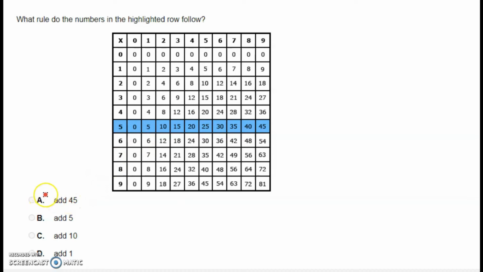Add 45, that's not true. Add 5, that is correct. Add 10 is not correct. Add 1 is not correct either.